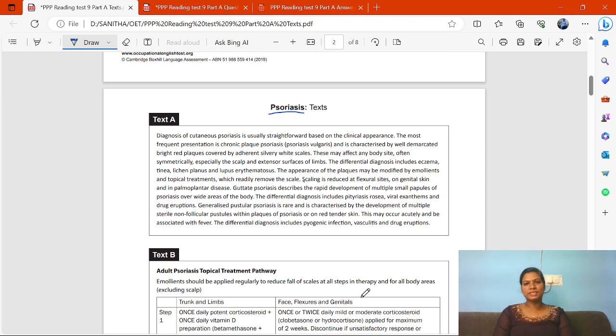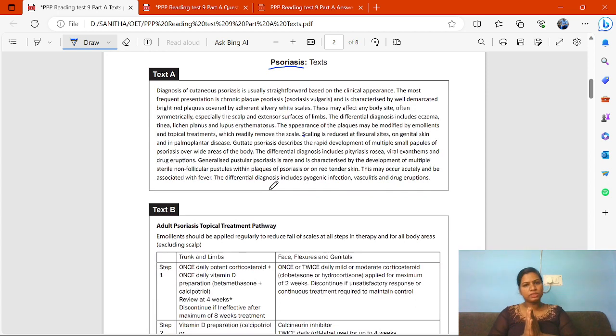Today I'm going to discuss OET reading part A. I believe OET reading part A is quite challenging. You have to complete 20 questions within a 15 minute period. If you don't know the techniques and tips on how to approach OET reading part A, it is very difficult to find the answers. Today I'm going to teach you all the techniques and tips. Today's topic is psoriasis, and let's begin.